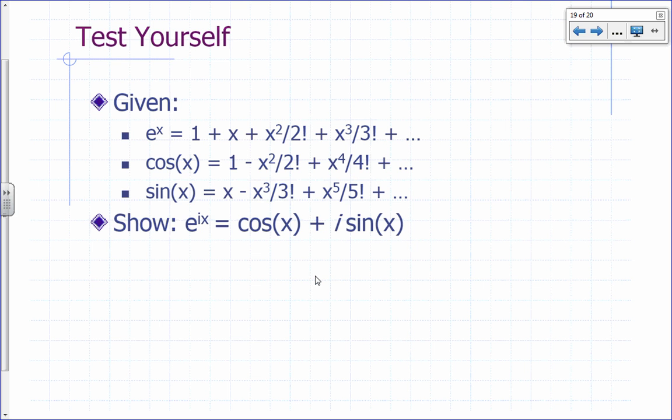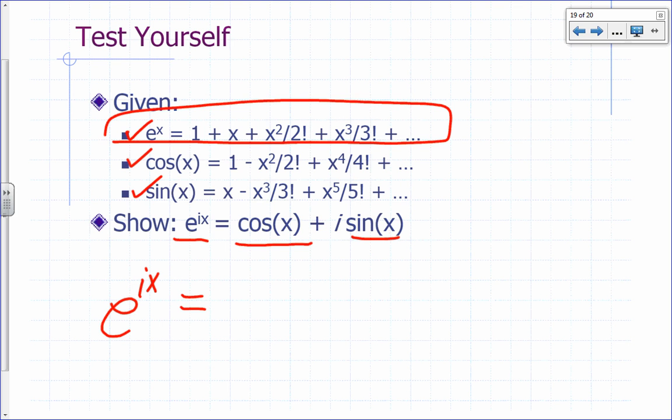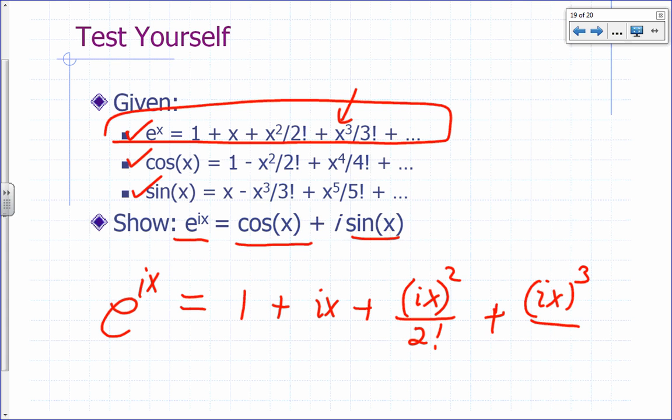Here's where you can show Euler's formula that e to the ix is equal to cosine x plus i sine x in terms of the power series expansions of e to the x, cosine x, and sine x. So let's do, for example, e to the ix. What would it be? Using this, 1 plus, instead of x, I'm going to write ix, plus, instead of x squared, I'm going to write ix squared over 2 factorial. Instead of x cubed, I'm going to write ix cubed over 3 factorial, and so on. And you should be able to show that e to the ix is equal to cosine x plus i sine x. So homework number 3.